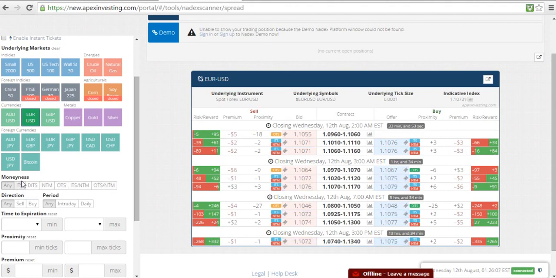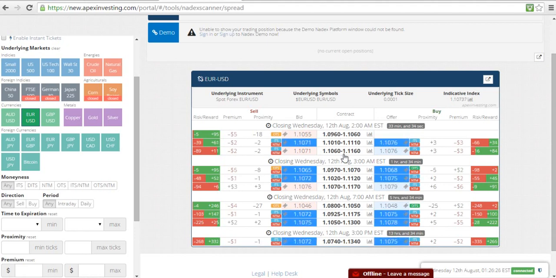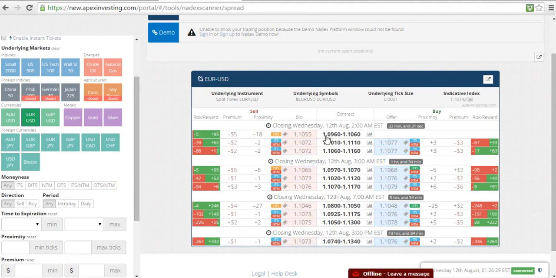What the Moneyness section has to do with is all about the indicative price. So in this example of the Euro Dollar, the Nadex indicative right now is at 1.10728. That's where the current underlying market is. And on your different spread contracts, as you know, all spreads have a floor and a ceiling. So if we want to see all of them, we leave it at Any.